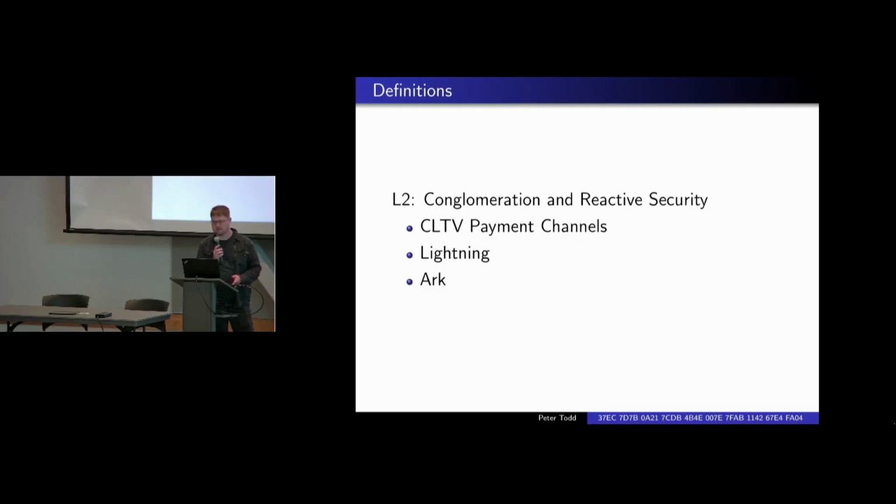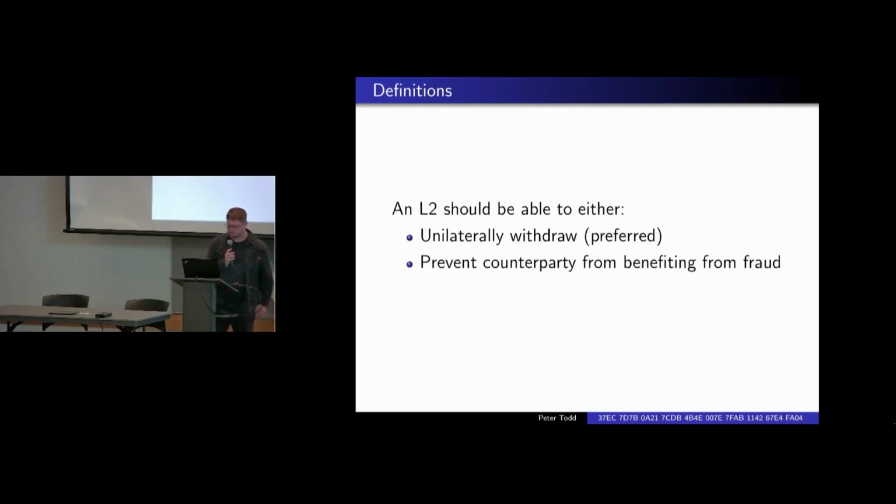Ark has the same kind of property, and then you also get the weird one, which is unidirectional payment channels, CLTV payment channels. They're a little strange because in theory the incentive there is that the counterparty always wants to do the honest thing and mine the transaction that gives them the most. But definitions are fuzzy, so we'll put payment channels in L2 no matter what type they are. Now, what does this really come down to for the user? Well, in an L2, there are really two things you should be able to do: either unilaterally withdraw your money, or prevent the counterparty from benefiting from fraud. Certainly, being able to get your money back is the preferred thing. But that isn't always possible.